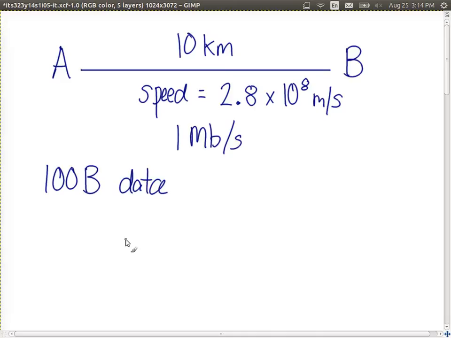Calculate the time it takes to get from A to B. Spend a few minutes calculating. How long does it take to get my 100 byte message from A to B? Spend 5 or so minutes calculating how to do that.